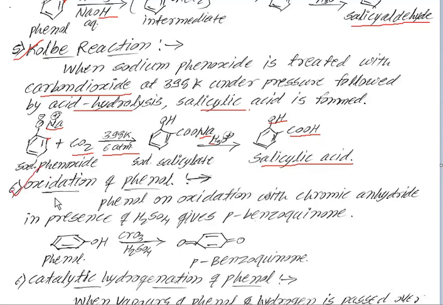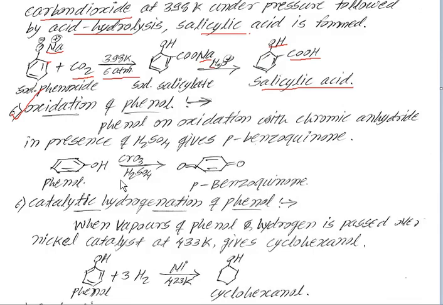The next reaction is oxidation of phenol, that is addition of oxygen. Phenol on oxidation with chromic anhydride, CrO3, in the presence of H2SO4 gives para-benzoquinone. See here, that is phenol. When treated with chromic anhydride, CrO3, we get addition of one oxygen atom and we get para-benzoquinone.